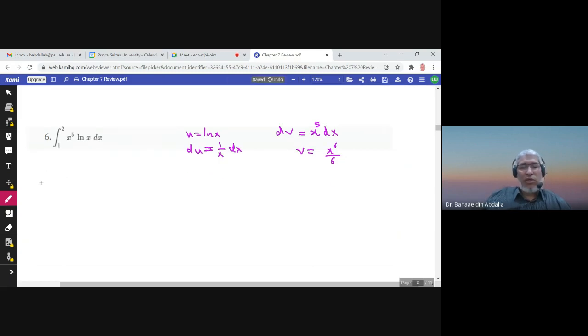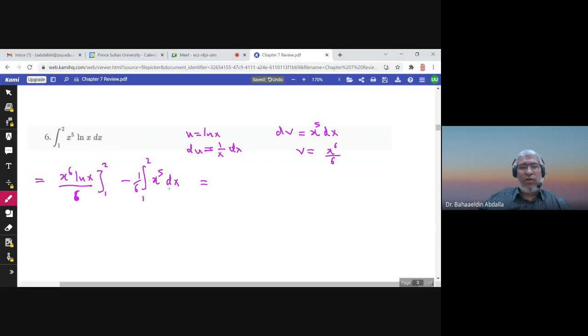So this integral would be u times v, which is x to the power 6 ln x over 6 from 1 to 2, minus the integral from 1 to 2 of v du. So there is 1 over 6 outside, and 1 over x times x to the power 6 is just x to the power 5 dx.